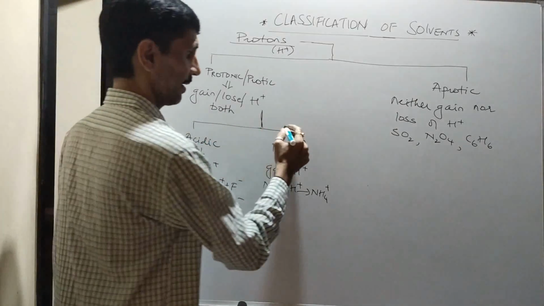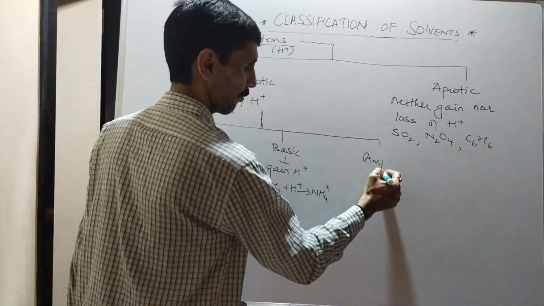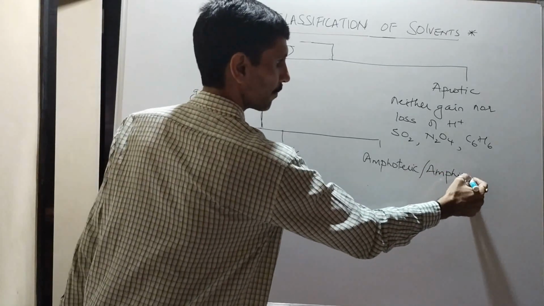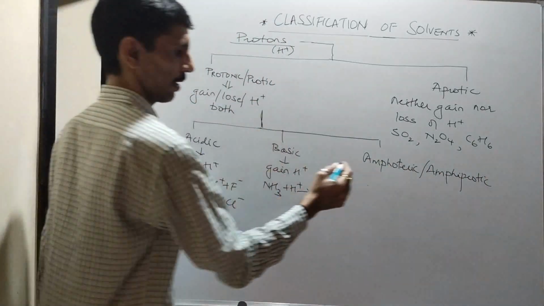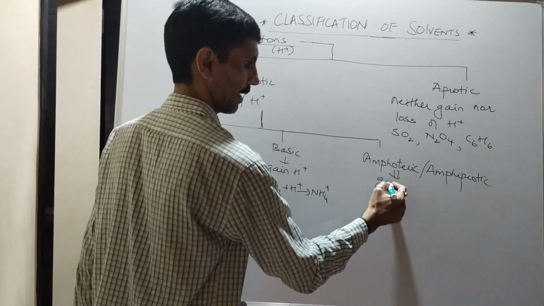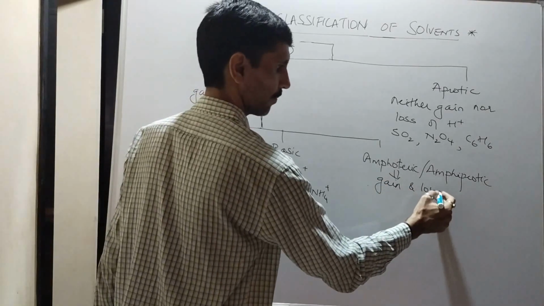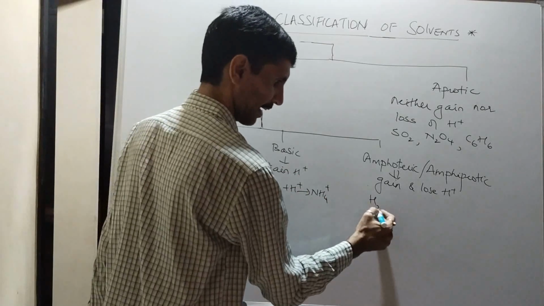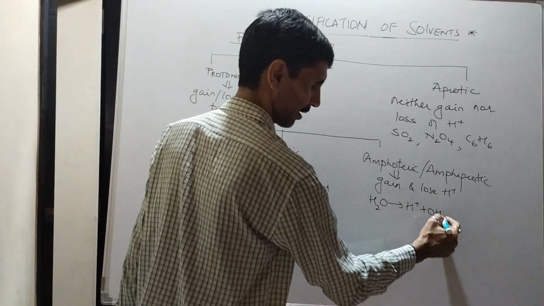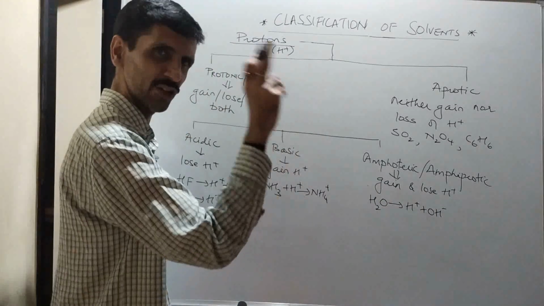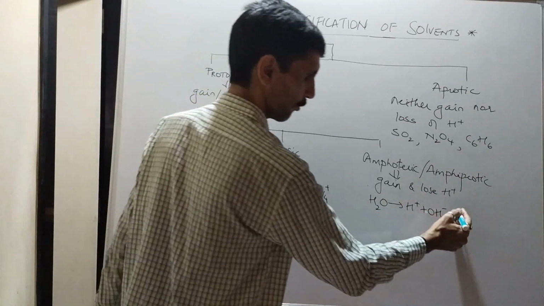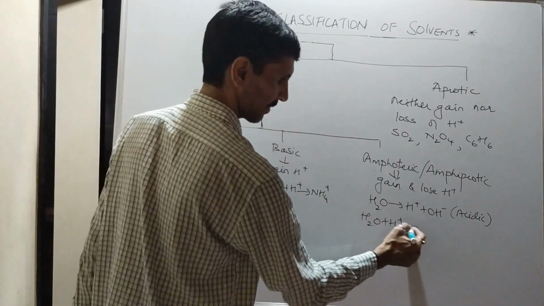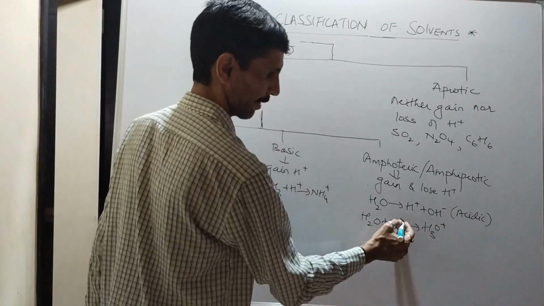And there is a third possibility, friends, which we will also consider, and we will call it amphoteric, or we will call it amphiprotic. In this both possibilities exist, meaning it can gain and lose protons. The best example I would like to give you here is water. The first reaction is H2O giving H+ and OH-. If we consider this only with respect to protons, then the protons are given and therefore it shows an acidic character. Similarly, H2O will gain H+ and that is going to give you H3O+. So gain of H+ is a basic character.